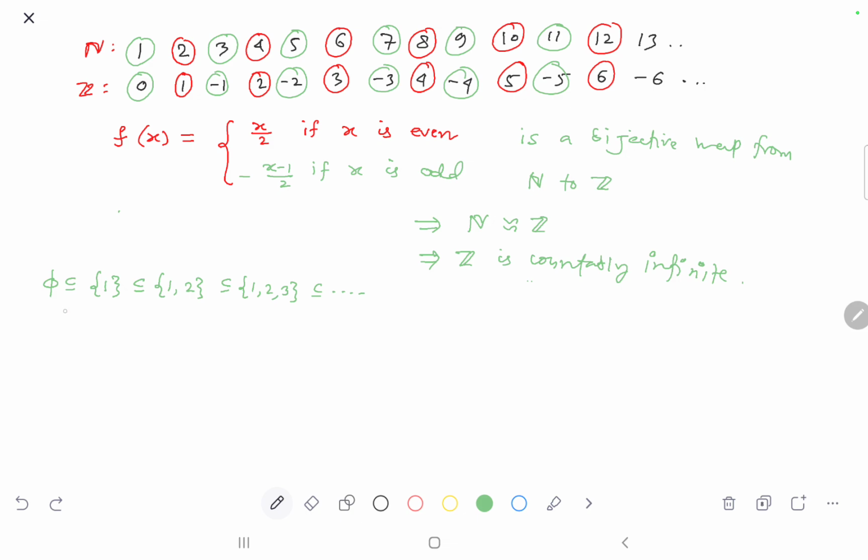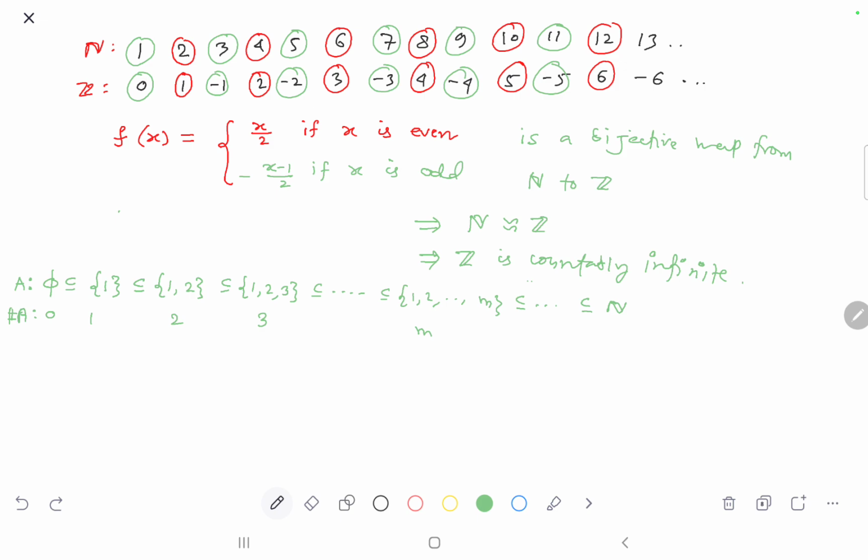So the empty set has no element. So this is your set A here. What is the cardinality of A? This is 0, this is 1, this is 2, the number of elements, right? In general here we can take 1, 2, and so on up to m. So this has cardinality m, right? So it keeps going on. Then the first infinite set will be the set of natural numbers.